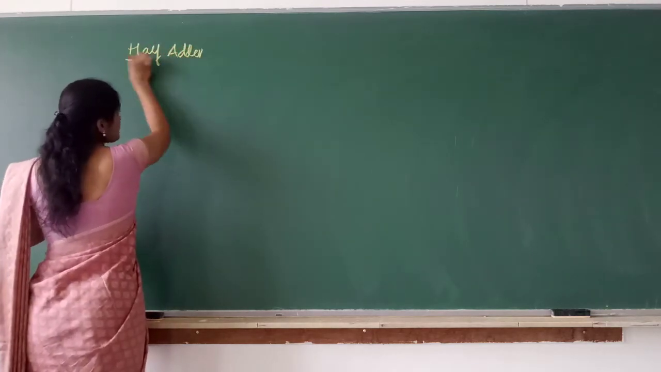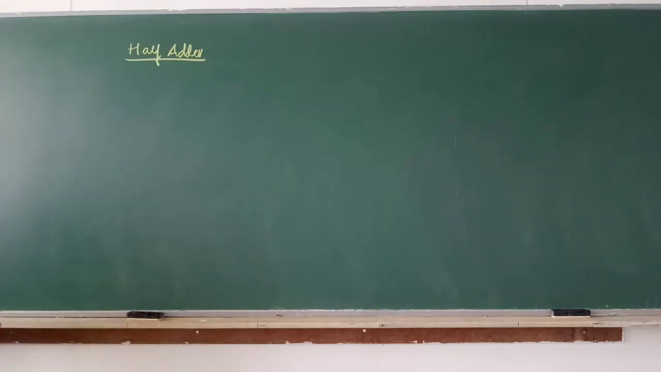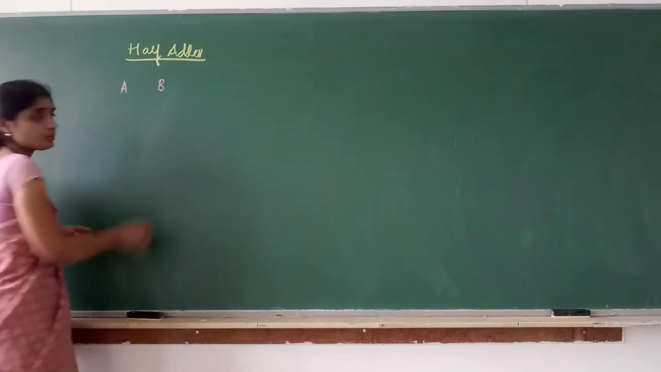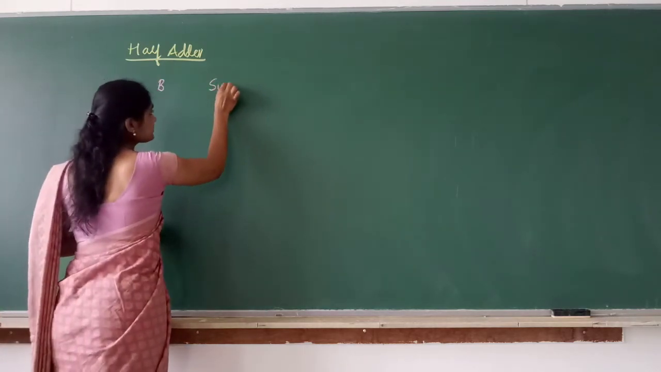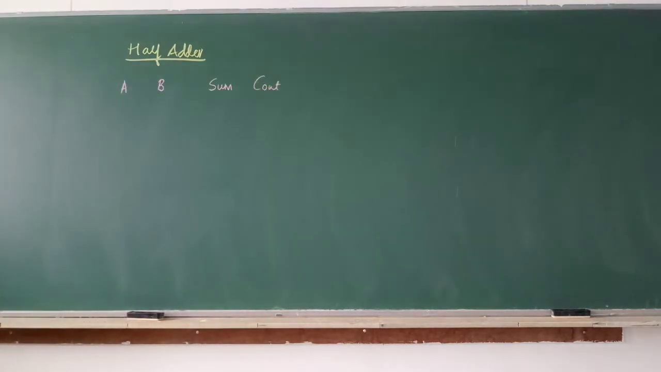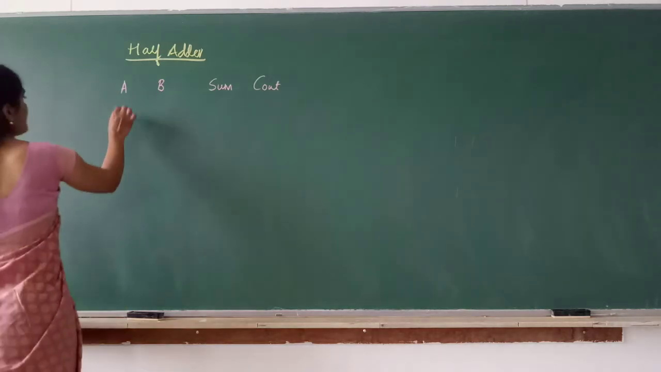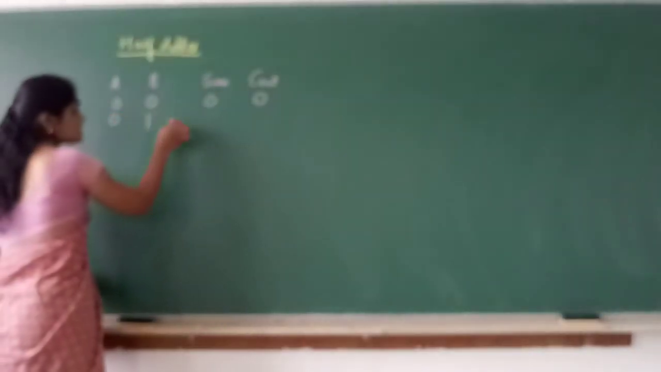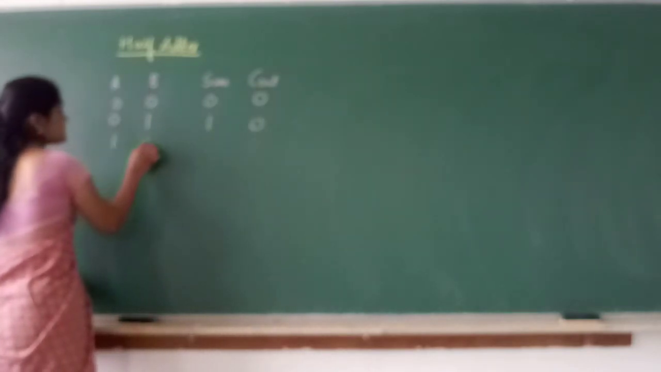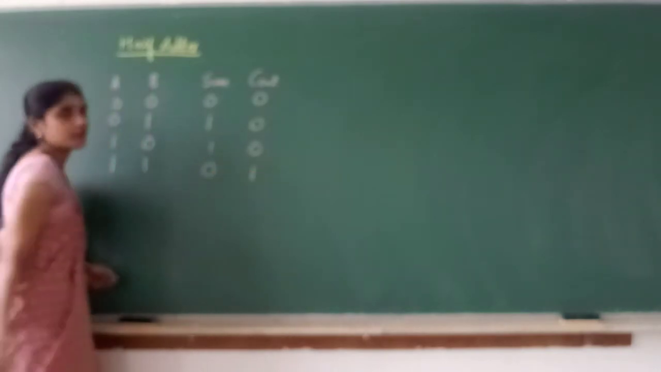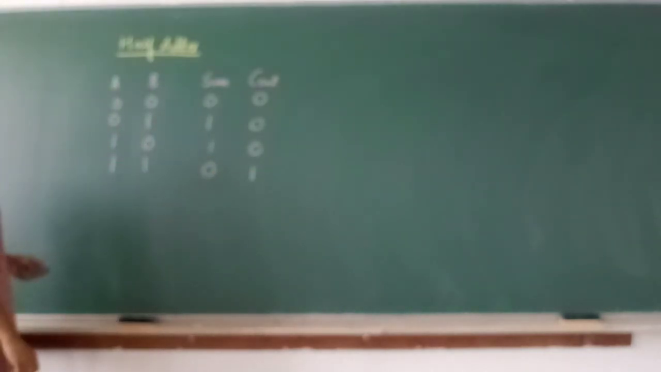First write the truth table of half adder. A, B are the inputs, and the outputs are sum and carry out. So two inputs A, B, and sum and carry out. If A, B is 0, 0, sum is 0, carry is 0. 0, 1: sum is 1, carry 0. 1, 0: sum is 1, carry 0. 1, 1: sum is 0, carry out is 1. Okay. So this is the truth table of half adder.